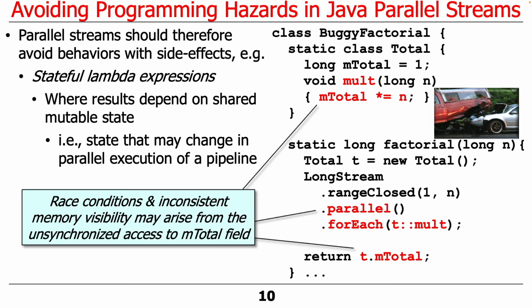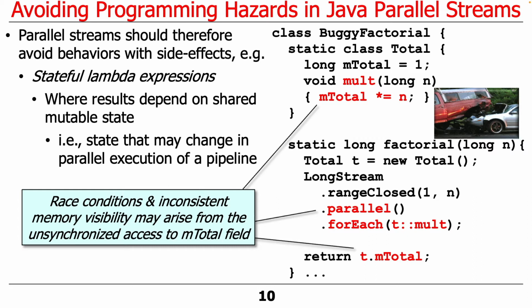And if you take a careful look at the actual code here, we're generating a range of values from 1 to n. And then in parallel, we're going to run this forEach operator that's going to apply the mul method on the single shared mutable data object t. And that's where the problem arises, because there is no locking here, because that's not what's expected by streams. Streams expects that your behaviors are stateless, but this is a stateful mul method, operation behavior. And so it's multiplying mTotal by n and updating mTotal simultaneously in multiple threads in the parallel stream.